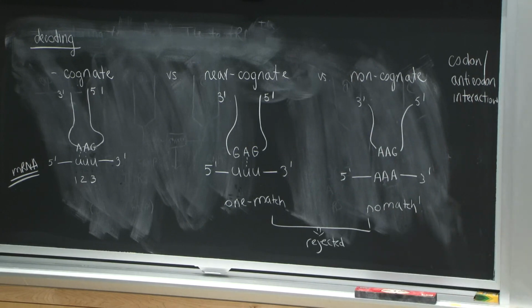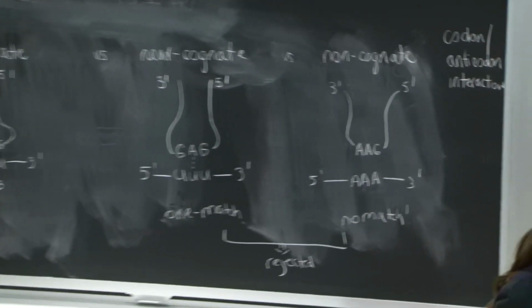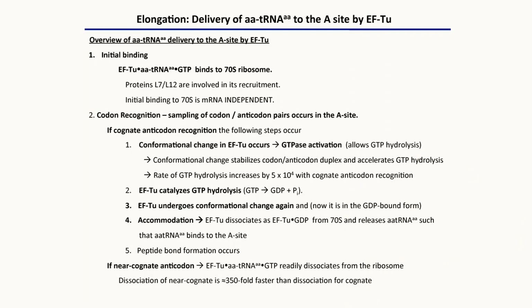So why are we reviewing this? We're reviewing this because it's important in terms of what happens during initial binding of aminoacyl-tRNAs to the ribosome. So we're going to go over some of this in words and then look at a cartoon that explains this process. And what we're focused on is delivery of the aminoacyl-tRNA to the A site.